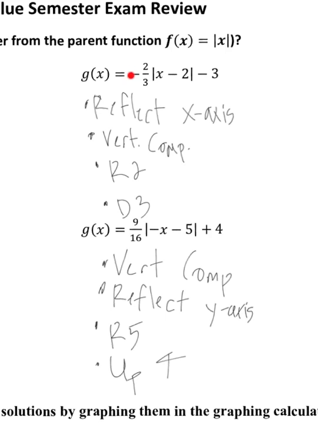Alright, so this negative reflects it over the x-axis. That 2/3 makes it a vertical compression. The -2 makes it go right 2. The -3 makes it go down 3.